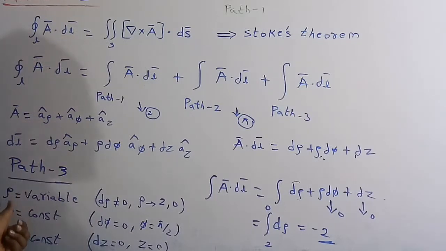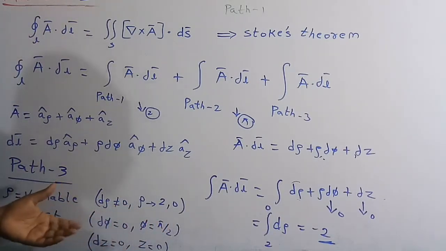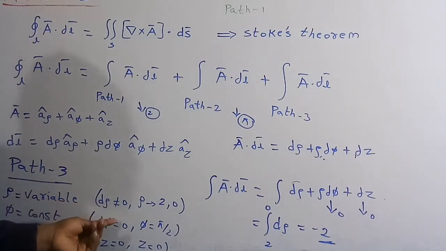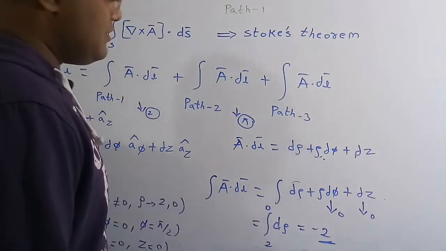So with these constraints we have to solve for path 3. For path 3 the constraints are: rho is variable and it is changing from 2 to 0. So when rho is variable, d rho is not equal to 0, and phi is constant, its value is equal to pi by 2. Whenever phi is constant, the change in phi is equal to 0, and z is constant, so z is equal to 0. Therefore dz is also equal to 0 because it's a constant value. So keep these constants in the above equation.